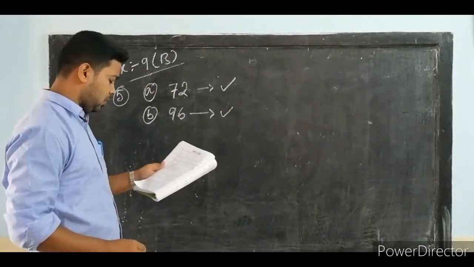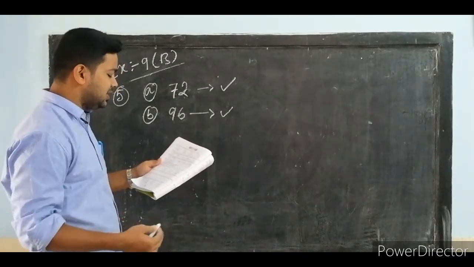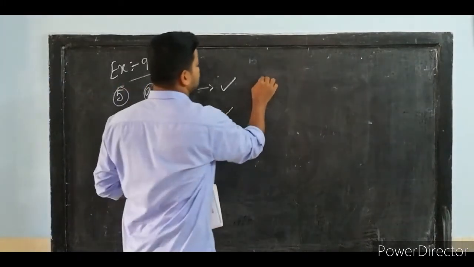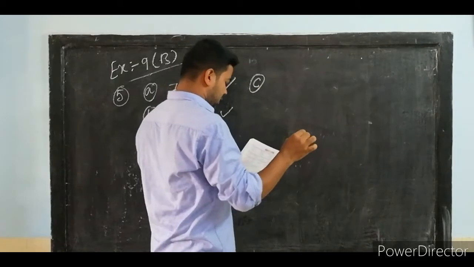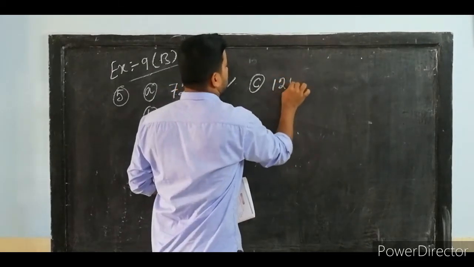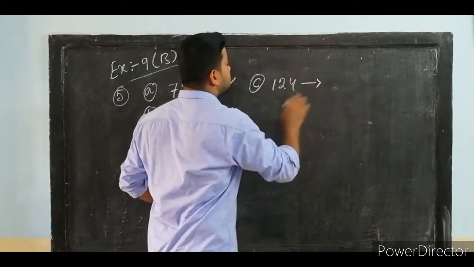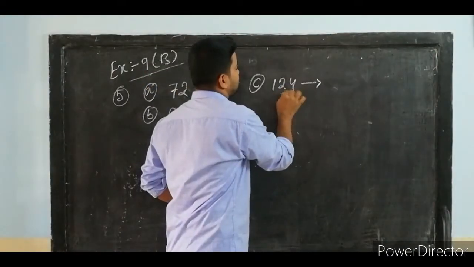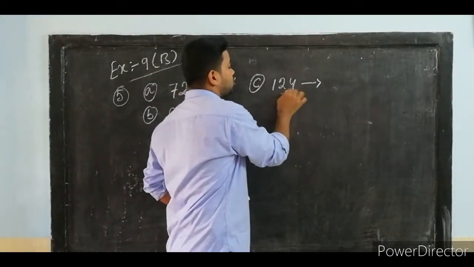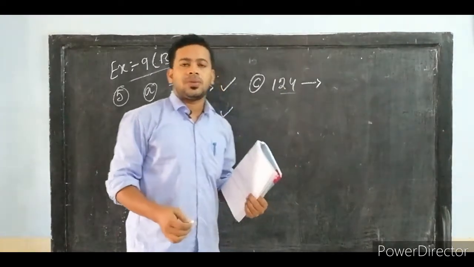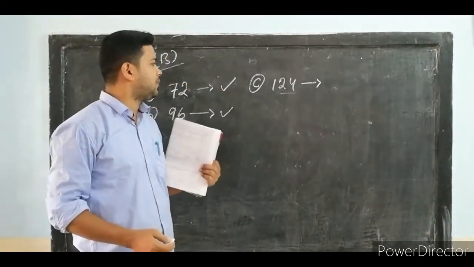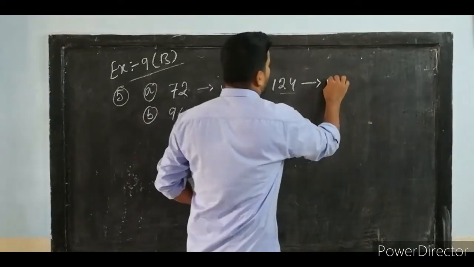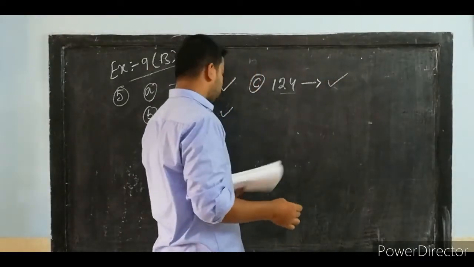Now have a look at question number C, D and all other things. In question C, the number is 124. We need not check the whole number, we will see only the last 2 digits. Since the last 2 digits are 24 and we know 24 is a multiple of 4, 4 6s are 24, we can say yes, 124 is also divisible by 4.